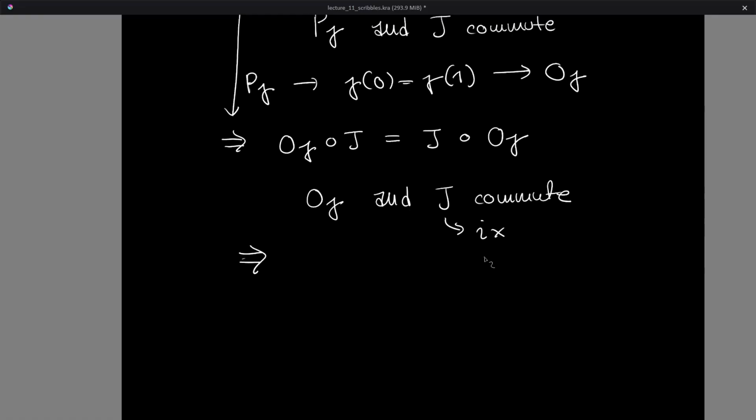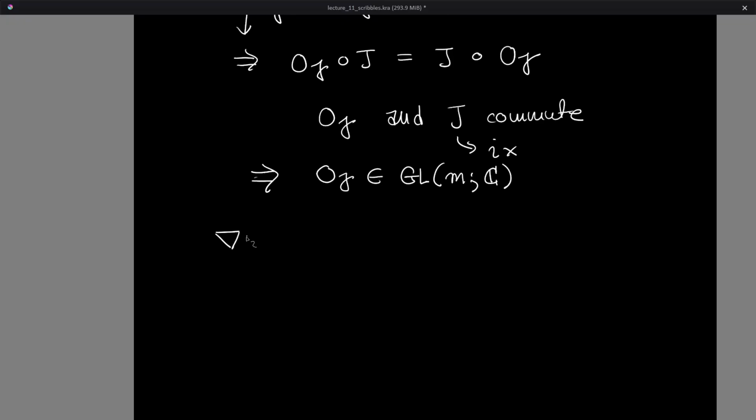So if you commute with multiplication by i and you're already a real linear operator, then you're now a complex linear operator. So now O gamma is an element of GL(m, C), the general linear group of order m over the field of complex numbers. So we've established that O gamma respects the complex number transformations.